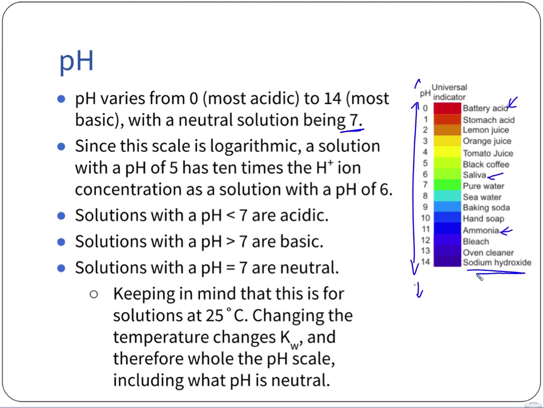And so the colors they're giving here, you can see we go from red down to the purplish blue here. These would be the color that an indicator would turn if it was exposed to something of this pH. And so that's what we are looking at there.